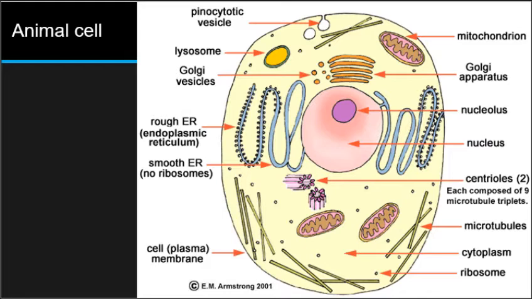Notice, depending on whatever kind of cell it is, some will have more mitochondria than others. If it's a cell that's very, very active, for instance, a nerve cell, it needs lots of mitochondria because there's a lot of action going on there. All right, those are the main things.